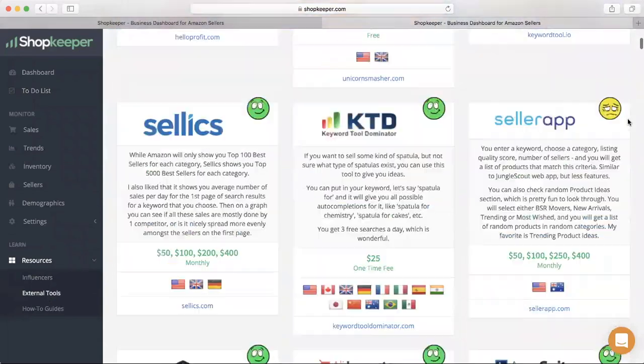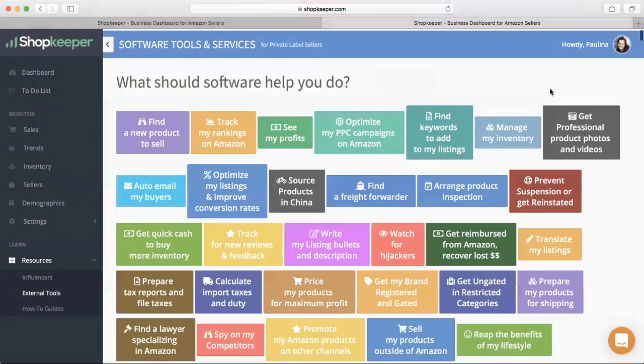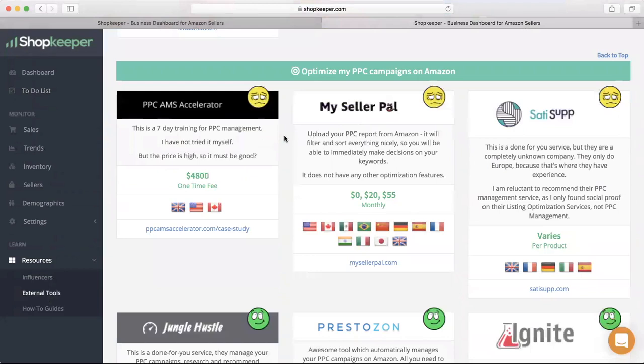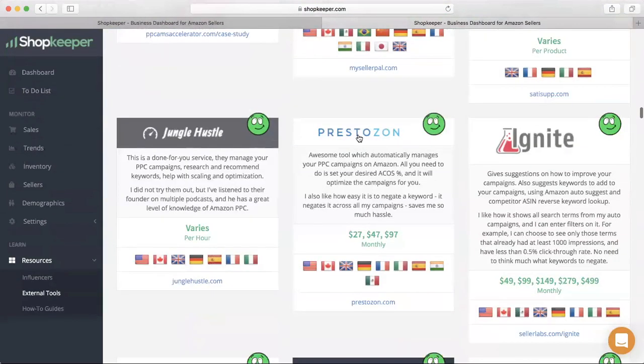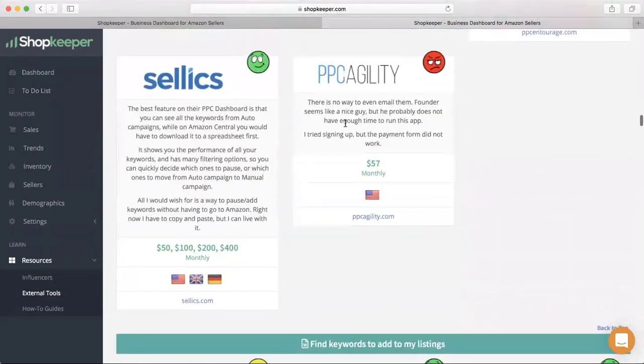This is a big list of apps that we provide for your convenience. For example, if you are not so sure how to optimize your listings and make your margins better, or how to optimize the PPC, once you're working on that to-do list item, you can come here for a reference or a list of exactly which apps can help you with something that Shopkeeper cannot provide, which is PPC optimization, for example. So there are little reviews and evaluations and exactly the features that they're good for.